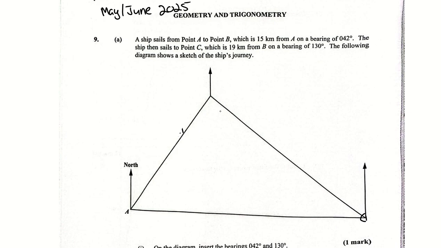So first off, we don't have B and C, but looking at the lengths that were given, from A to B is 15 and from B to C is 19. I would say B could be here and C could be here. Again, it doesn't matter which one it is because it is a sketch, it's not diagrammatically correct, so it's up to you.